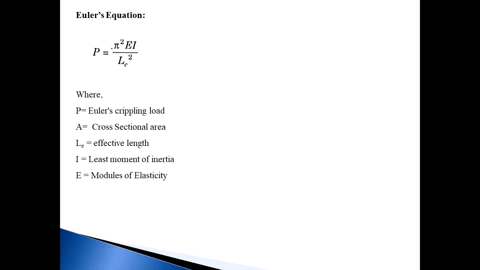So Euler's equation is, P is equal to pi square EI upon L effective square. See here, this is the L effective, not just only L. This is the effective length. P is equal to pi square EI upon L effective square, where P is equal to Euler's crippling load. Whatever the load you got by using this equation, that is a crippling load. Crippling load means the load at the time of failure.